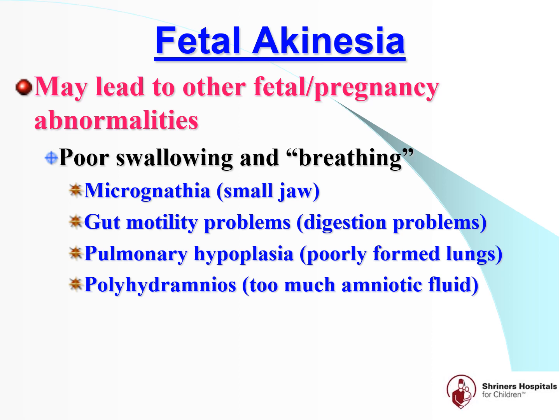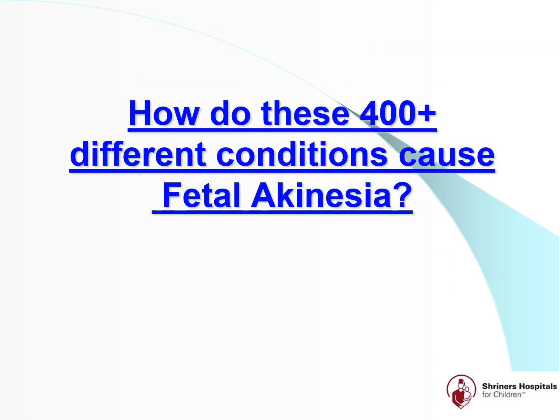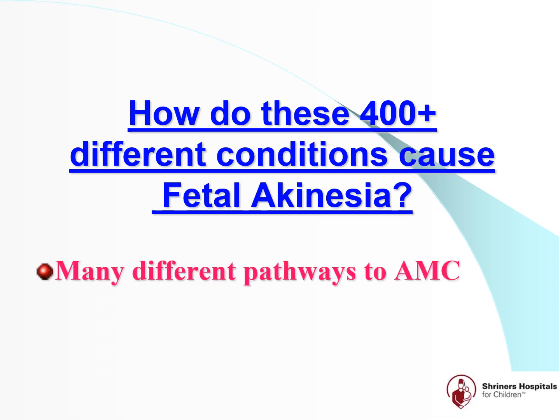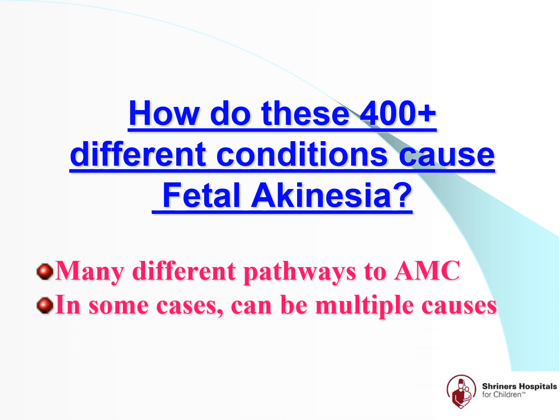If the fetus isn't processing the amniotic fluid correctly, too much fluid can collect, called polyhydramnios. Because the babies aren't moving around enough, the umbilical cord can be short since it isn't getting stretched out appropriately. How do these 400 different conditions cause fetal akinesia? Well, there are many different pathways to developing fetal akinesia and subsequently to arthrogryposis. And in some cases, the causes can be intertwined.